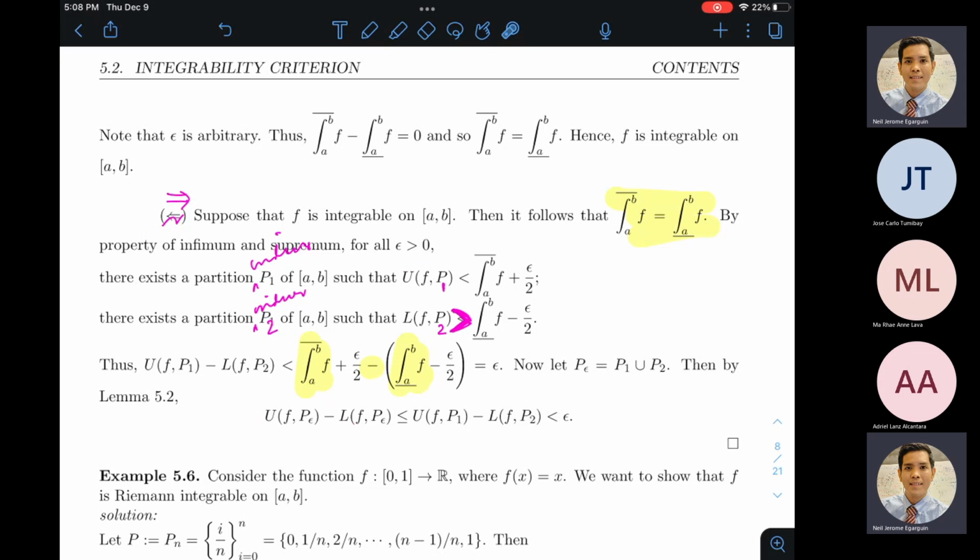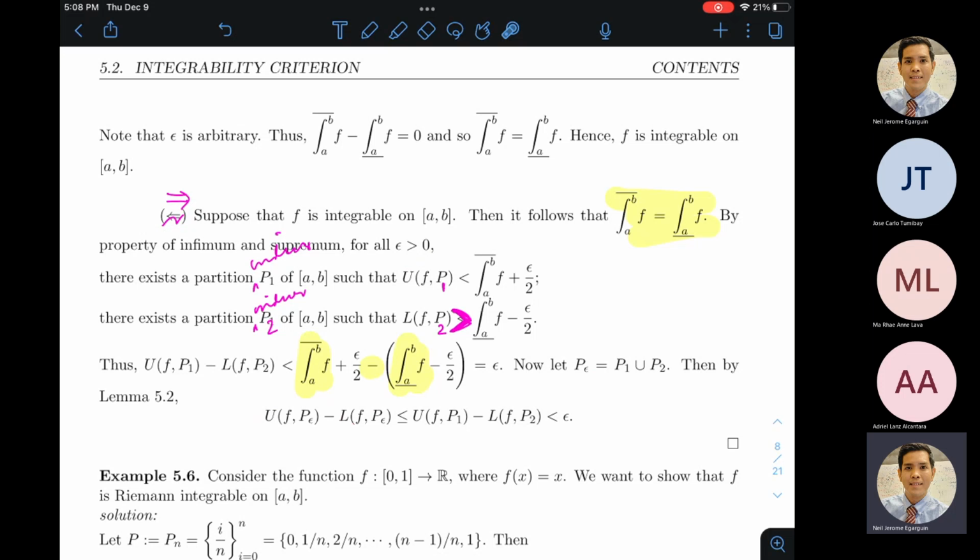So medyo gumaan yung trabaho natin kasi instead na computean pa natin yung supremum at infimum ng mga lower at upper Riemann sums para lang ma-compare kung equal yung upper saka lower Riemann integral, pwedeng maghanap na lamang tayo ng isang partition inducer para sa isang specific epsilon greater than 0 and check the difference between the upper Riemann sum and the lower Riemann sum with respect to that partition inducer and see if that would be less than epsilon.